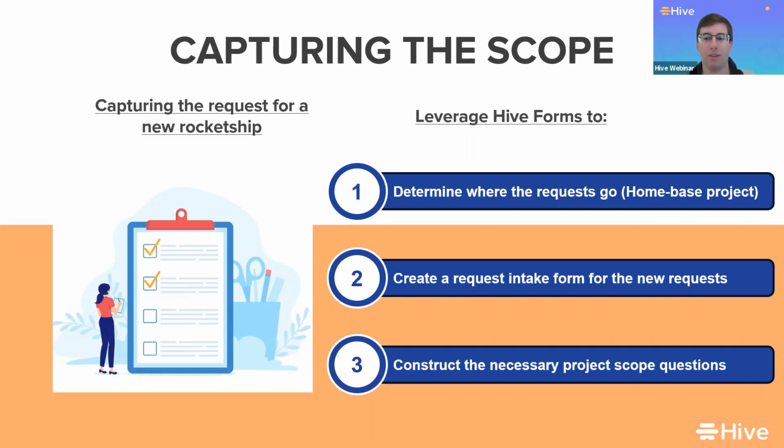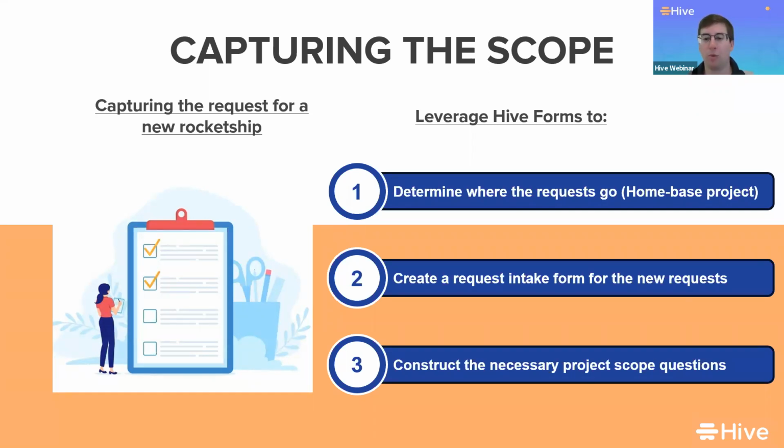In Hive, the intake process all begins with a Hive form. That form is essentially a place where you can capture information and the potential scope of this request up front in one place. Now, the first thing to determine for that form is what happens to it once it's submitted. In Hive, a form can create a new project once it's submitted, or it can go into a holding project for new intake requests to be reviewed, really that home base project. So anytime a form is submitted, it can go into a home base, for example.